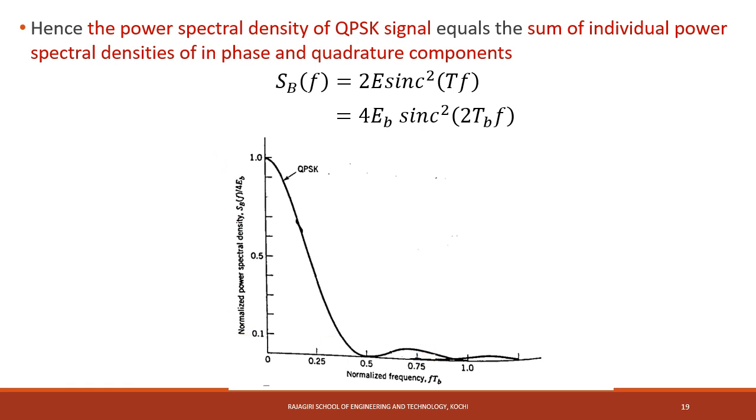Thus we conclude this lecture. We have started with the basic concept of quadrature phase shift keying. Then we have discussed how to plot the signal space diagram and how to derive the probability of symbol error for QPSK. We also looked into the generation and detection of a QPSK signal and the power spectral density.